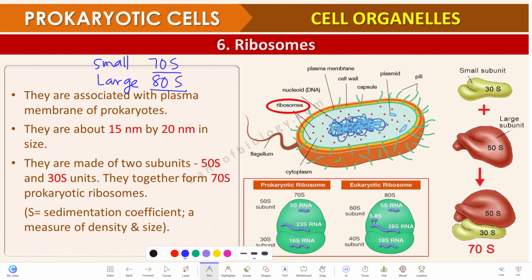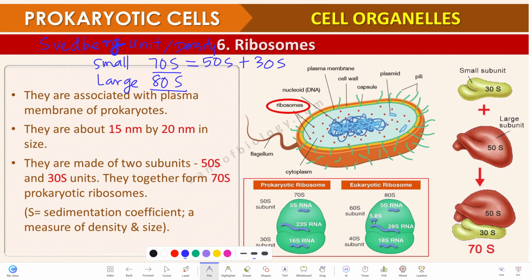Okay, 70S is made up of two subunits. You see, there are two parts in a ribosome: a large subunit and a small subunit. The large subunit is 50S, and the small subunit is 30S. But 50 plus 30 is not 70, it's 80. Then why do we say that? S stands for a unit. It's called Svedberg unit. Don't learn it. That means it shows density.